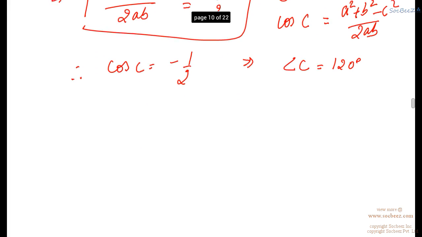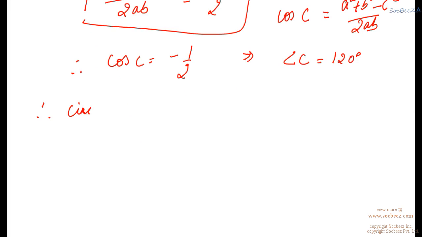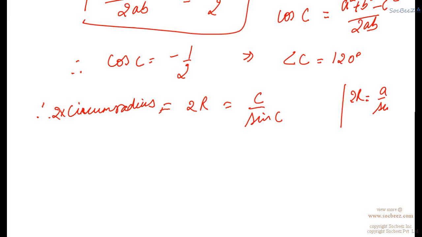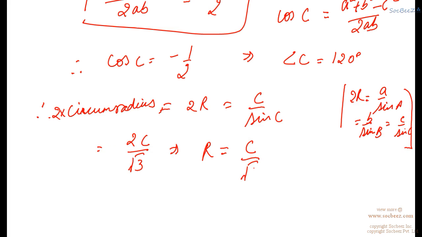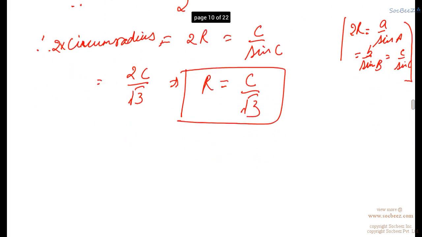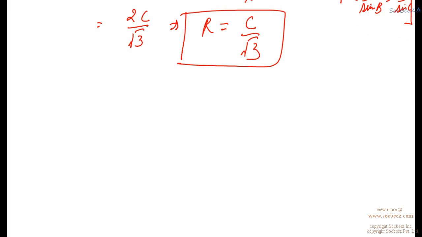Now 2r, that is 2 into circumradius, equals c upon sine C. We know the angle C, that's why we are using c upon sine C. Actually 2r equals A upon sine A equals B upon sine B equals C upon sine C. So 2r equals C upon sine C, which is 2c upon root 3, because sine 120 degrees is root 3 by 2. So this gives us r as C upon root 3. This is the first result that we have got, and we are going to use it further.